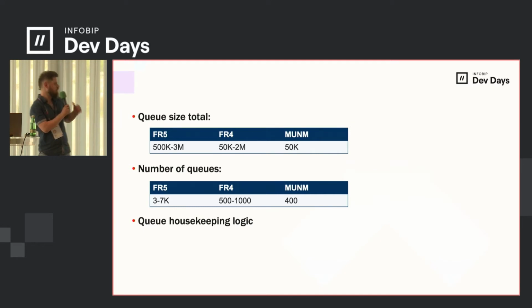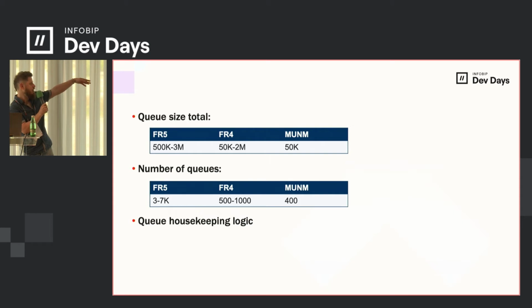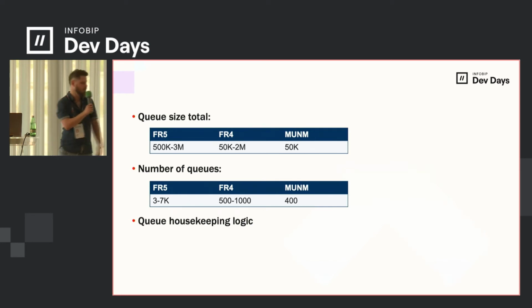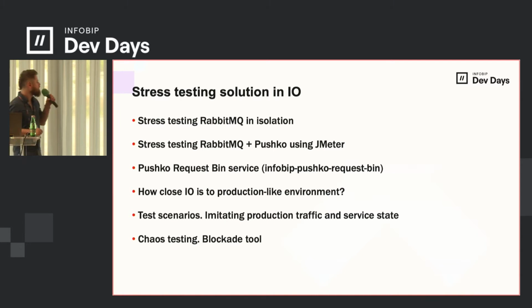And the number of queues, as you can see in FR5, is pretty high. That's like 7,000 queues. That's a lot. And it is a known fact that RabbitMQ doesn't really handle such large queue sizes and such a high queue number well. So unfortunate for us. We had some queue housekeeping logic to try to keep the queues and their number small, but still we are having like 7,000 queues in FR5.